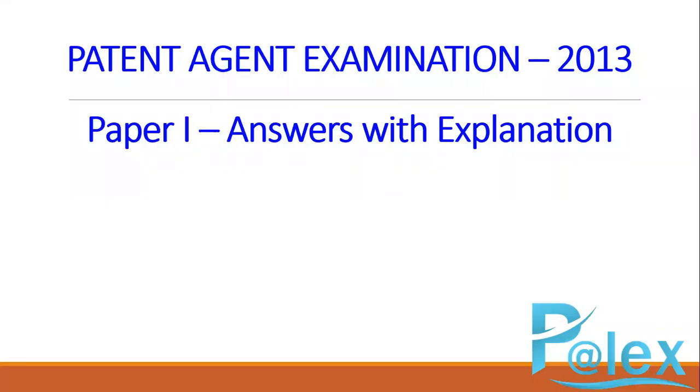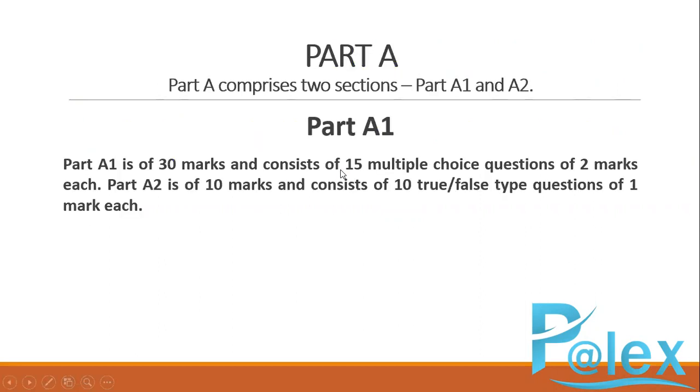Hello everyone. We are going to discuss Patent Agent Exam 2013, paper 1 today, along with their answers and explanation. This paper consisted of two separate parts, and part A was for actually 40 marks.